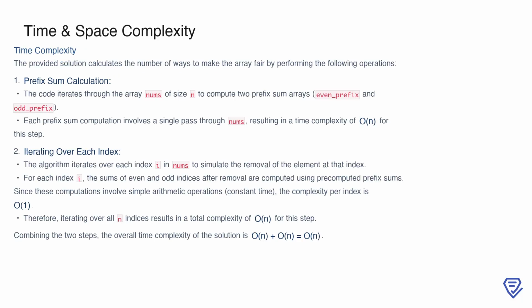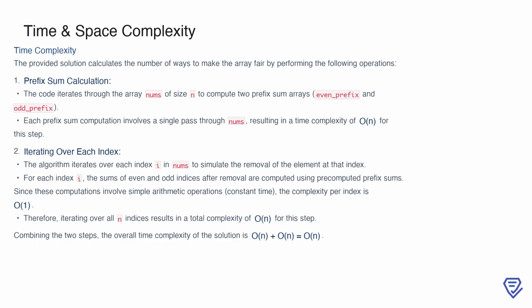The time complexity of the solution is determined by two main steps. First, we calculate the prefix sums for the array. This involves iterating through the array nums, which has a size of n. During this single pass, we compute two prefix sum arrays, one for even indices and another for odd indices. Since each pass through the array requires linear time, this step has a time complexity of O(n).